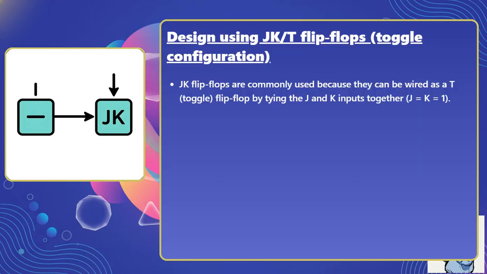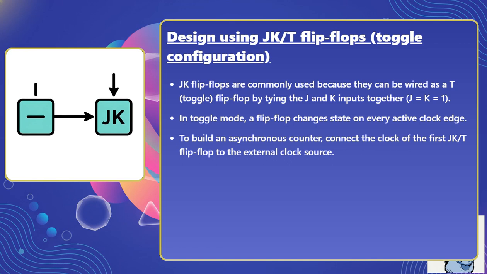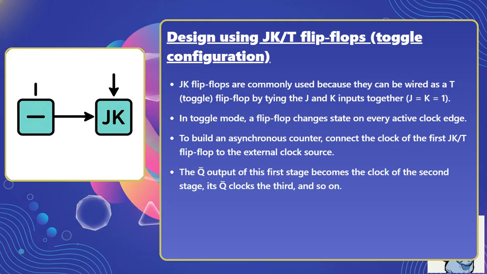JK flip-flops are commonly used because they can be wired as a T toggle flip-flop by tying the J and K inputs together, J equals K equals 1. In toggle mode, a flip-flop changes state on every active clock edge. To build an asynchronous counter, connect the clock of the first JK/T flip-flop to the external clock source. The Q bar output of this first stage becomes the clock of the second stage. Its Q bar clocks the third, and so on.